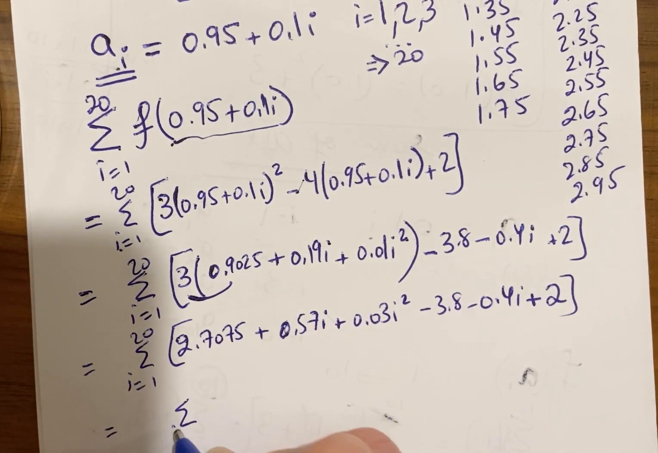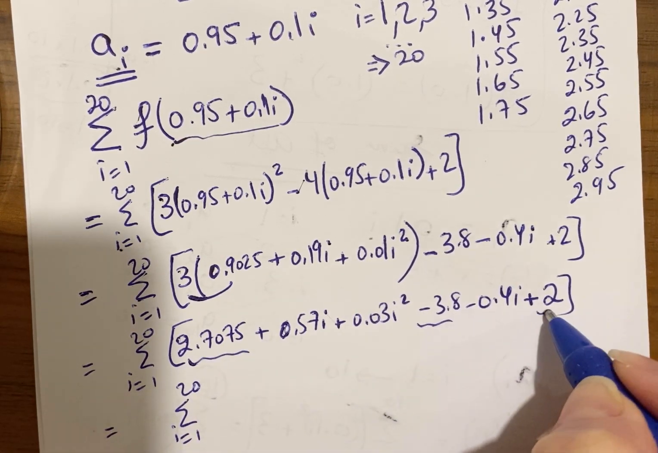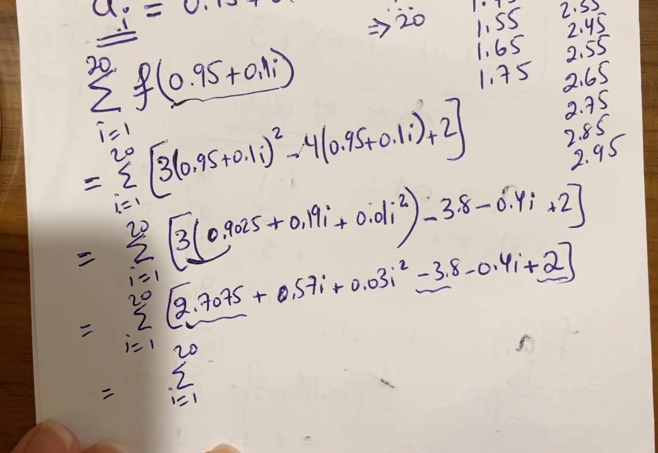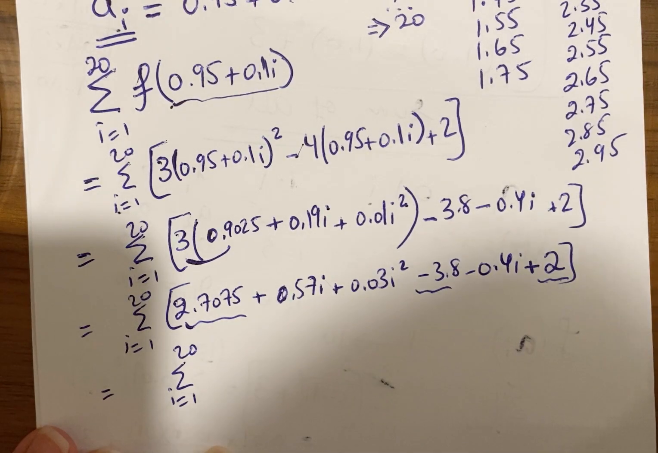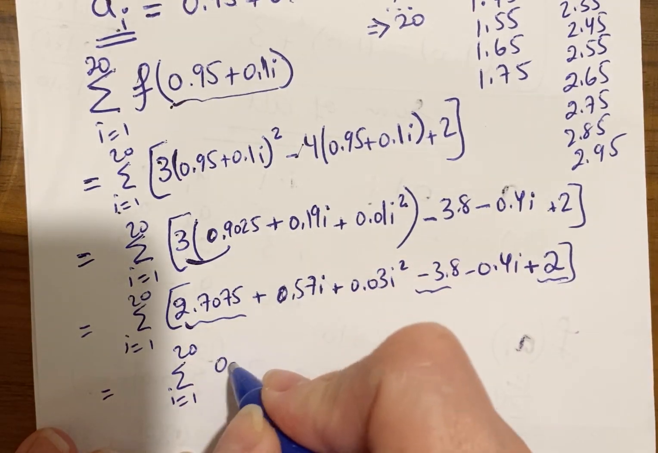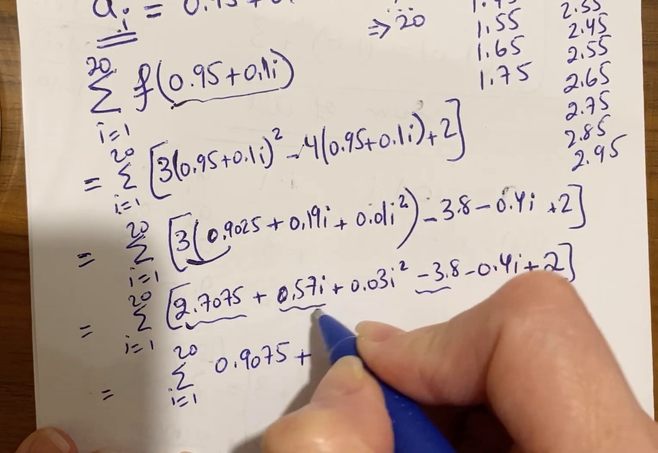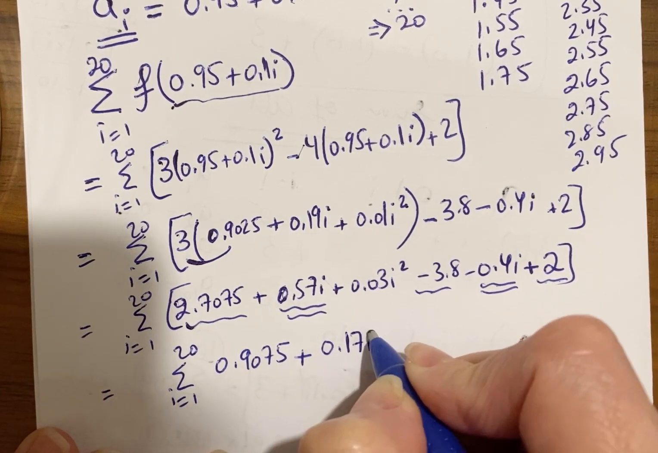This gives me the summation of, let's add the constants first. This plus this plus this, we get 2.7075 minus 3.8 plus 2. The answer is 0.9075. Then whatever has i together, this gives me 0.17i.